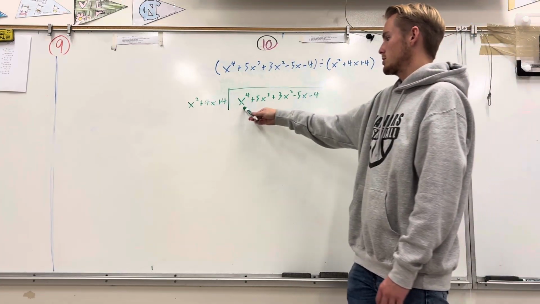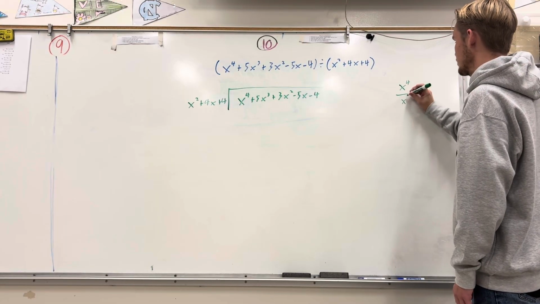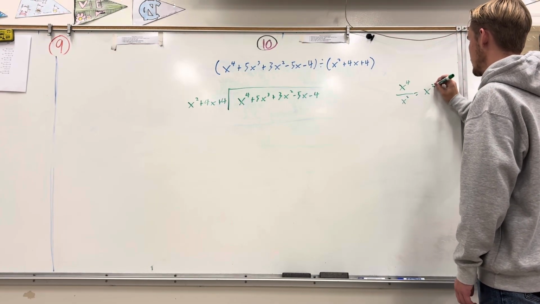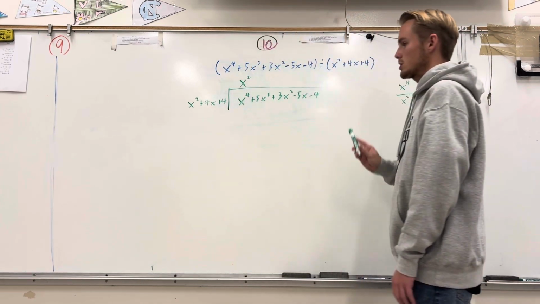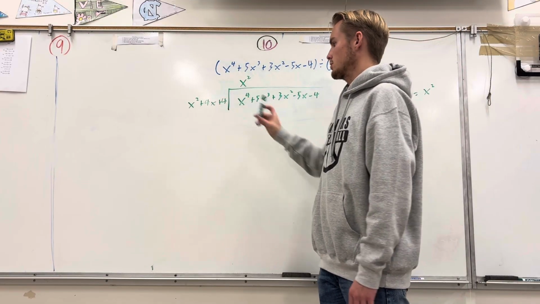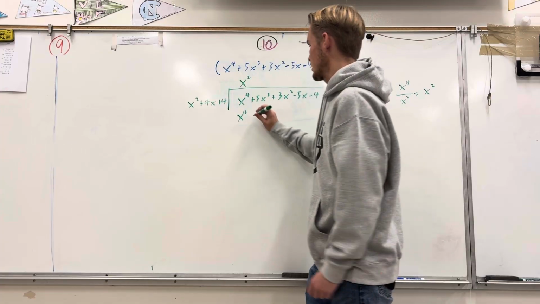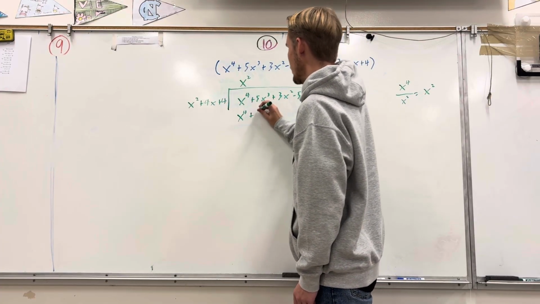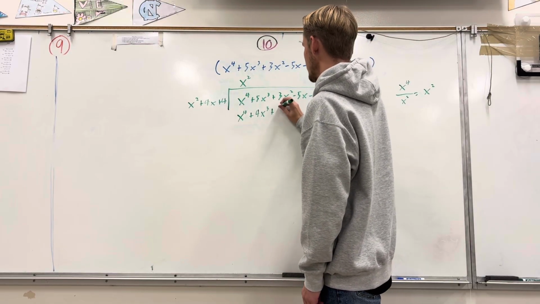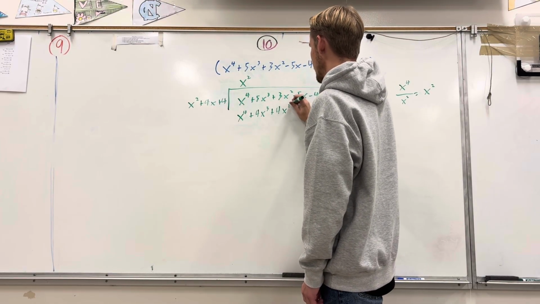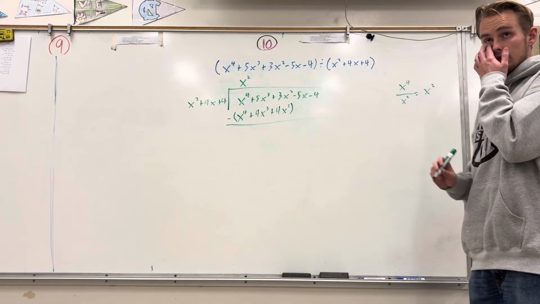We're dividing the first term here by the first term here. So x to the power 4 over x squared, this just equals x squared. And so we're putting in x to the power 2 up here, and then we're just going to multiply. X squared times x squared, that's x to the power 4, x squared times 4x, that is just 4x cubed. X squared times 4, that's just 4x squared. And then now we're going to subtract these two lines.